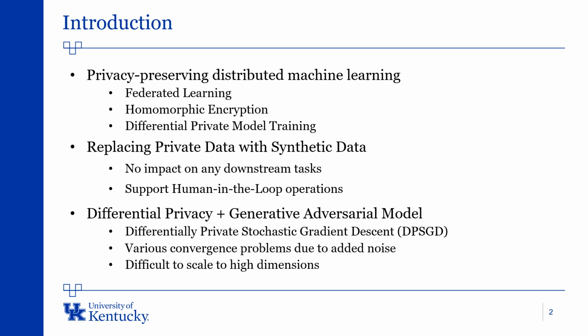Differential privacy can be combined with generative models such as generative adversarial network or GAN as the means to integrate privacy with synthetic data. However, techniques like differentially private stochastic gradient descent or DPSGD method face two main challenges. The first challenge is of convergence because of noisy training of models. The second is difficulty scaling to high dimensional data.